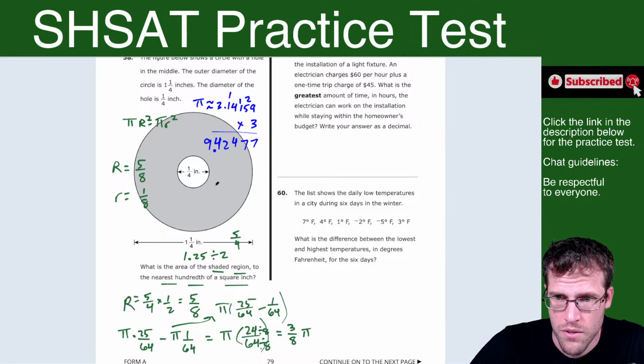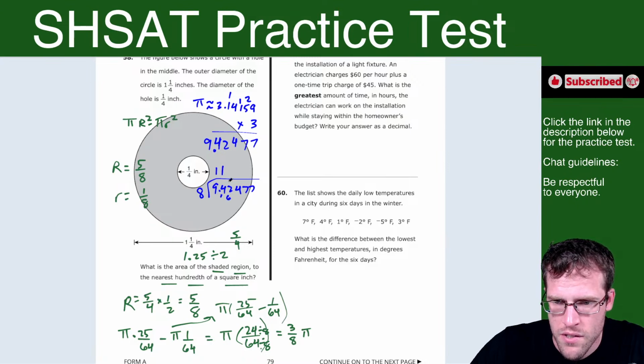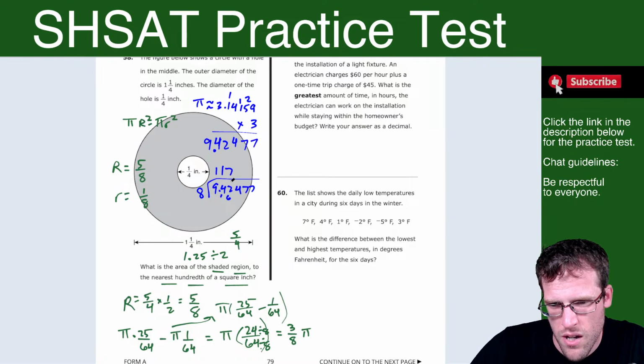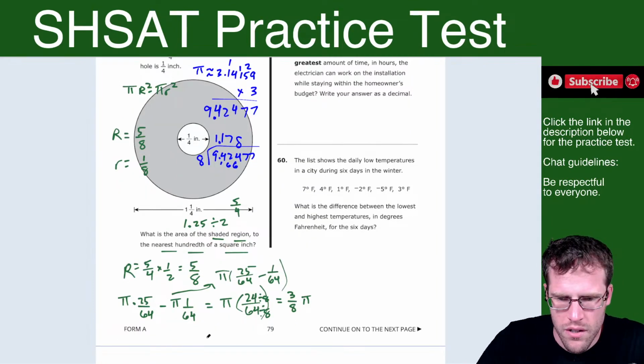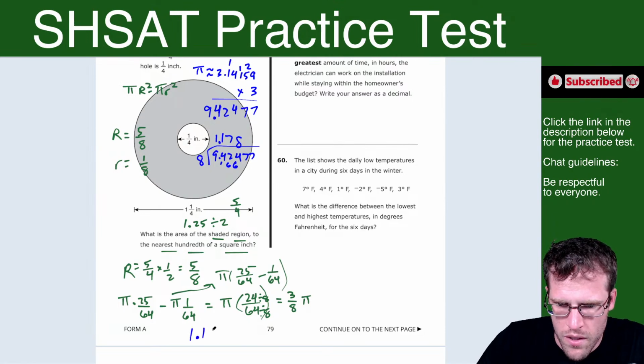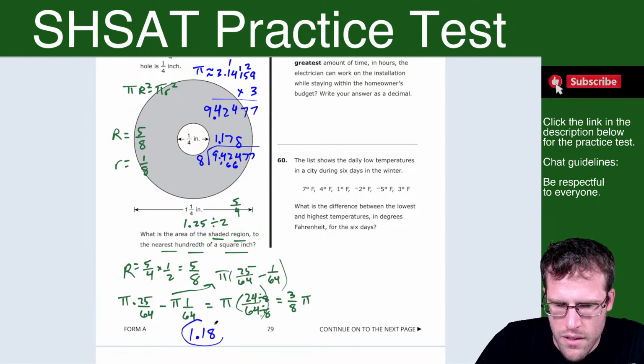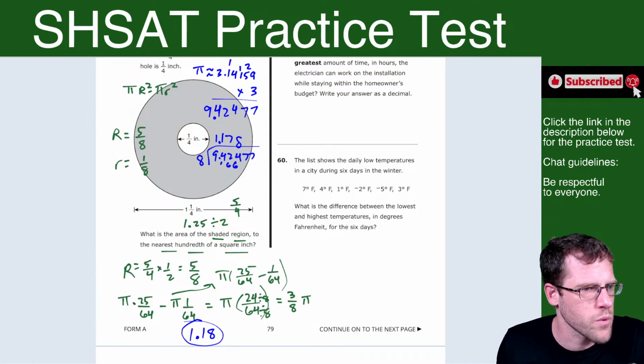Okay, so this number divided by 8. This will go in once with remainder 1, once with remainder 6. That goes in here 7 times, that's 56, remainder 6. So then this goes in 8 times. So to the nearest hundredth, I'm going to go with 1.18. 1.18 is going to be the area of the shaded region to the nearest square inch.